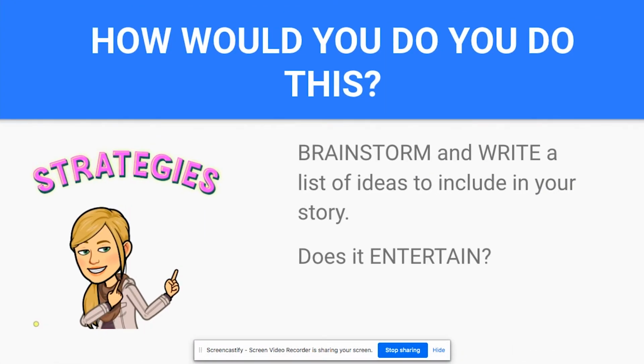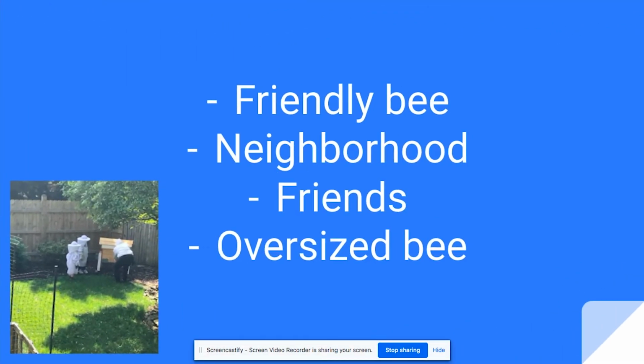Now, if you were doing this, how would you write this? How would you write an entertaining story? Well, you'd have to brainstorm and write a list of ideas to include in your story, and then you have to ask yourself, does it entertain? In our case, our list said friendly bee. In our neighborhood, we wanted to include our friends and an oversized bee.